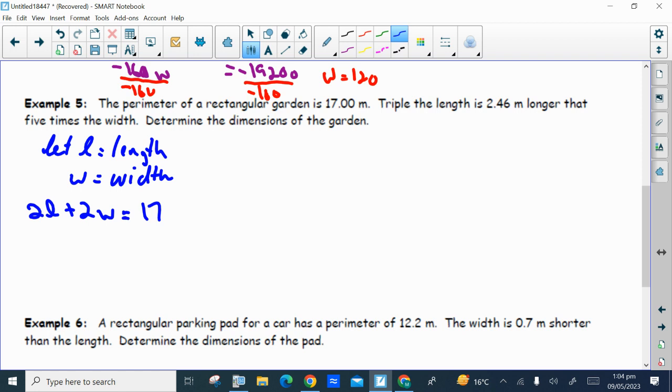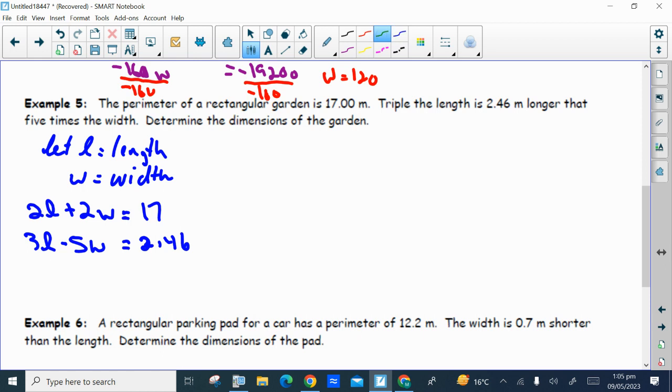Then it says triple the length is 2.46 meters longer than 5 times the width. So triple the length would be 3L, and it's 2.46 meters longer than 5 times the width. A couple different ways you could do this. Here's one way. Triple the length is bigger than 5 times the width. We're told that. We're also told how much bigger it is. So if I take triple the length and subtract 5 the width, the difference will be our 2.46. We're told how much bigger triple the length is compared to 5 times the width. So that's what I set it up as.